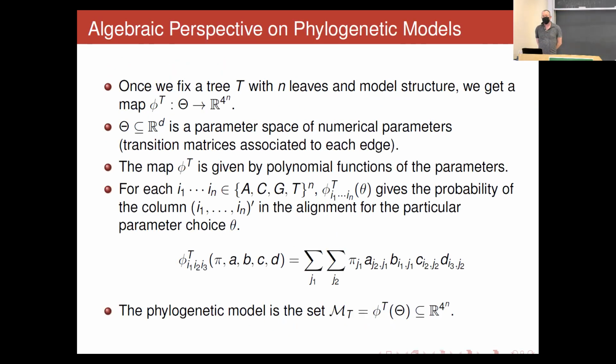So what is our algebraic perspective on these phylogenetic models? Once we fix a particular tree with n leaves and some underlying model structure, we're going to get a map that goes from some parameter space, capital theta, which is usually a polyhedron, more generally some sort of semi-algebraic set, and it maps into 4 to the n dimensional space. There's one coordinate for each possible n-tuple of ACGT characters.